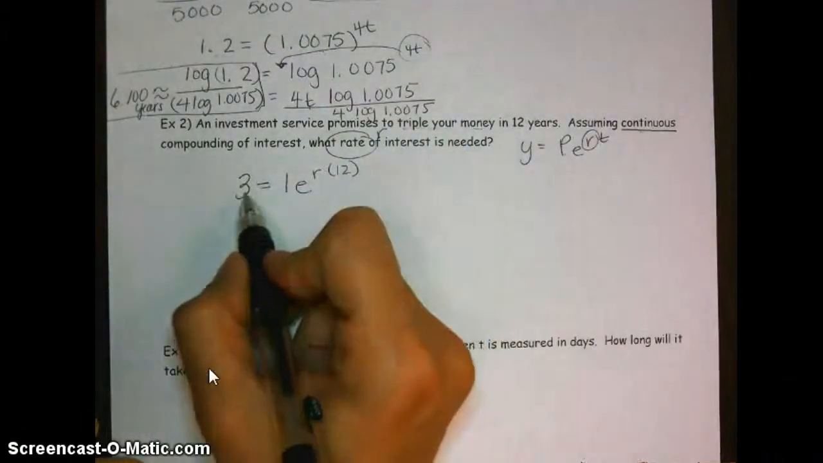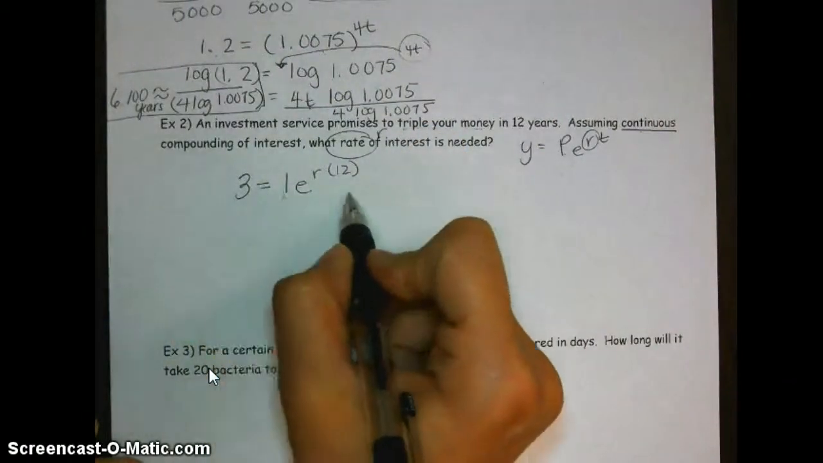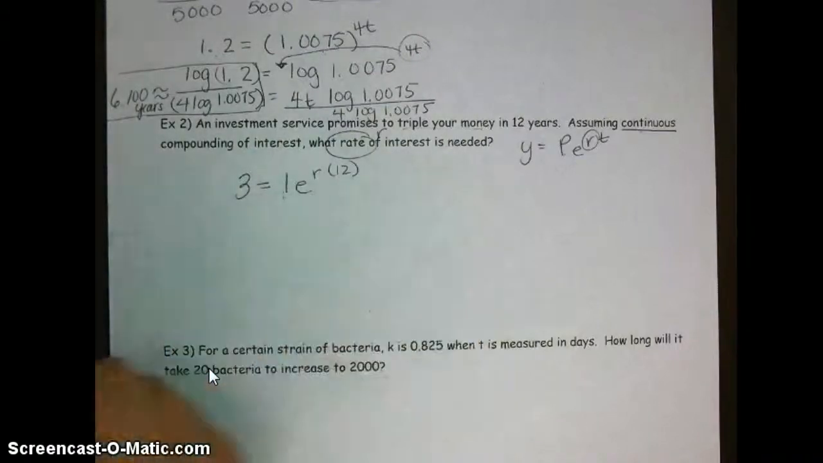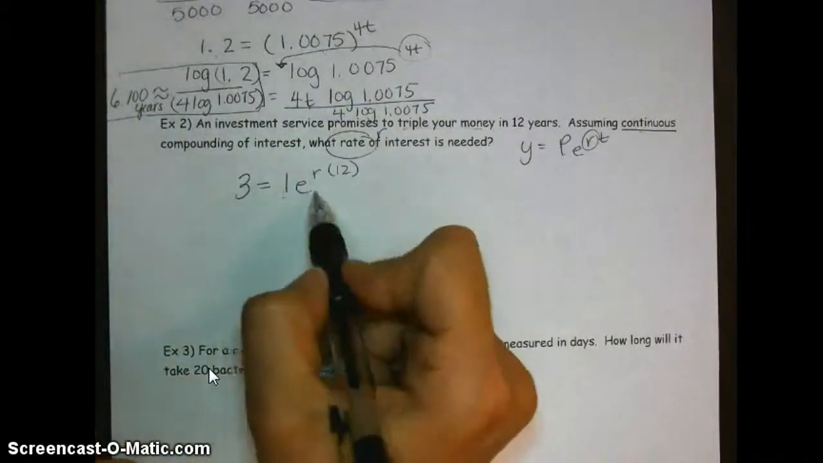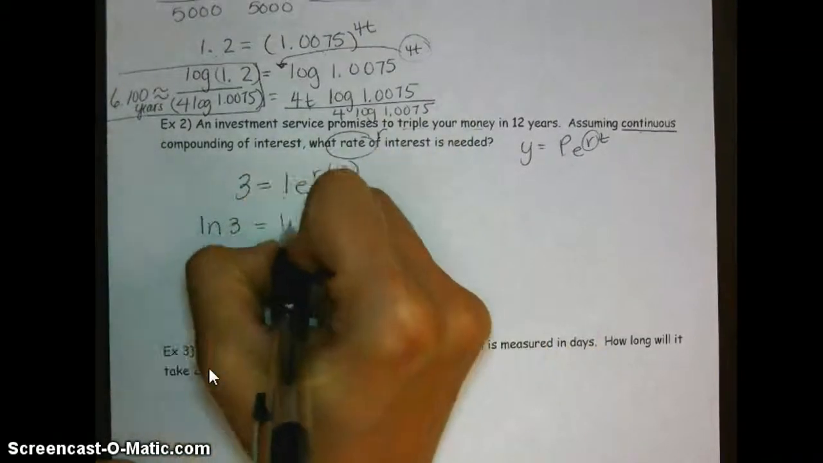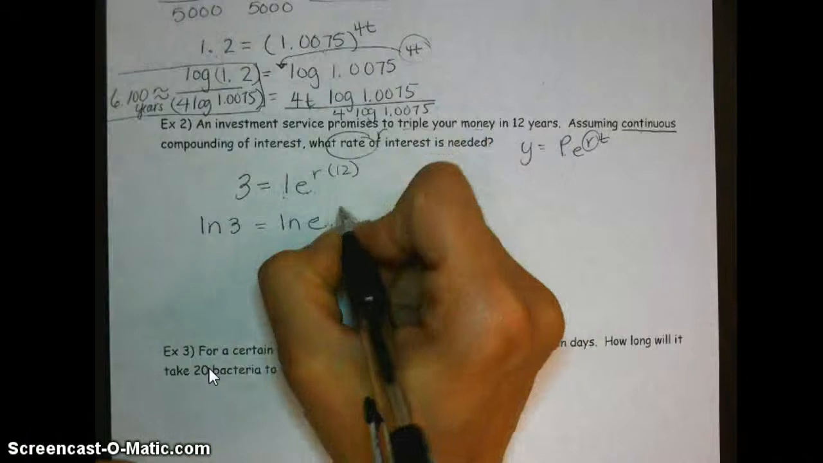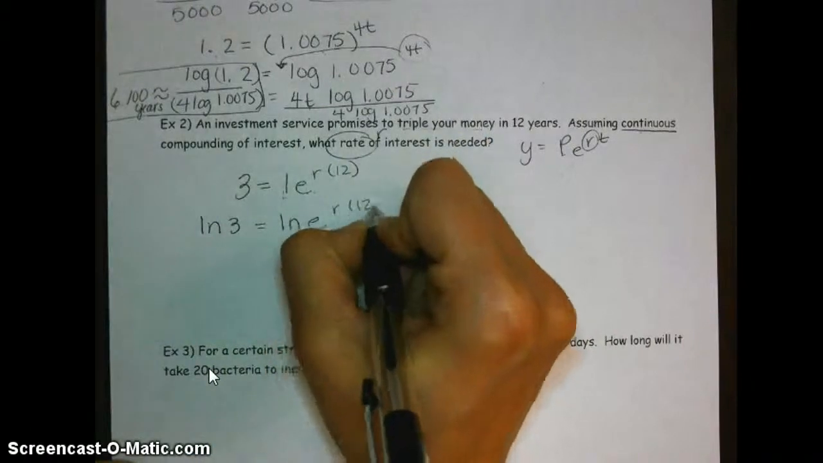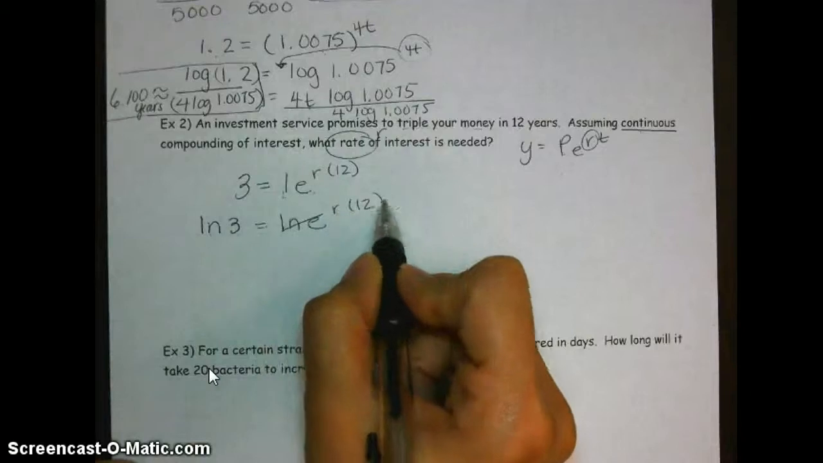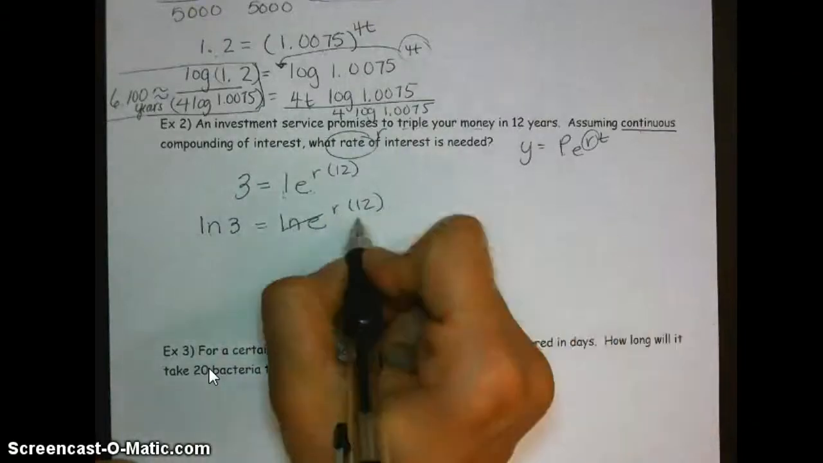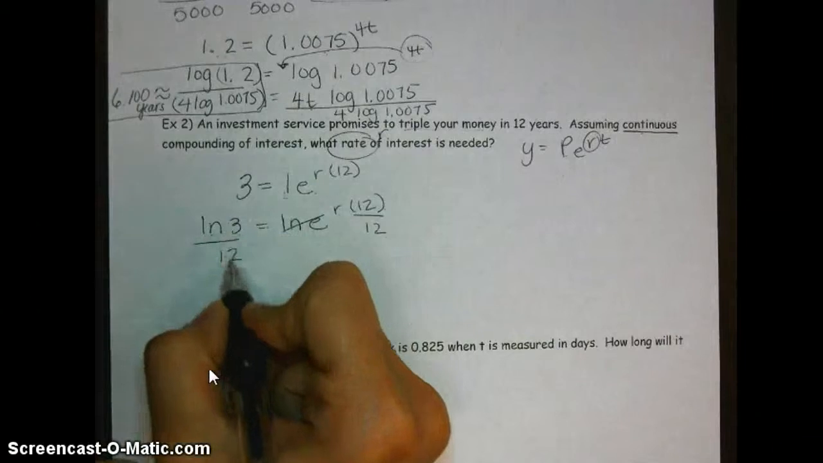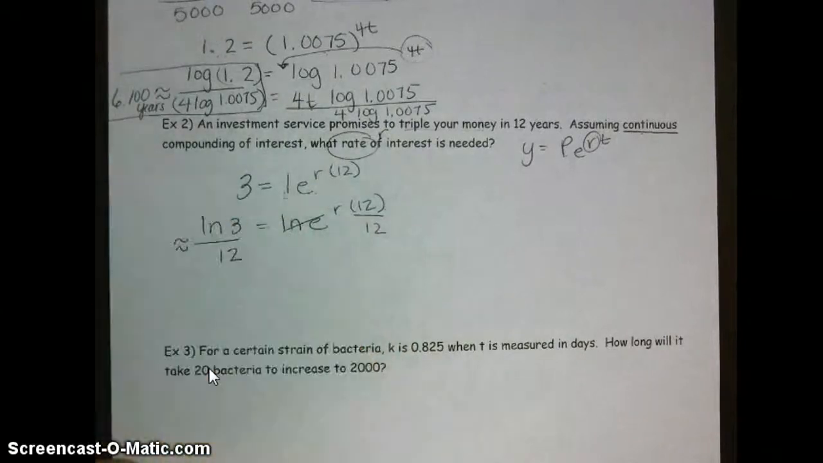All right, again, the base is isolated here, and I cannot rewrite these to have the same base, so what we're going to do is take the log on both sides. But since my base is e, we're actually going to do natural log on both sides, so that natural log and e will cancel. So now I have natural log of 3 equals r times 12, and to get r by itself, we're going to divide by 12. So this is my exact answer here, and then we can approximate.